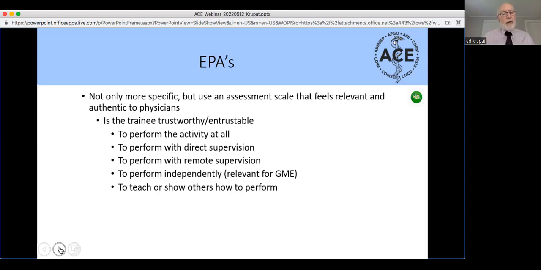Or could I figure that this person is capable of performing the activity with direct supervision? I'll stand over him or her and correct and inform and direct, but I only trust that person to do it with my supervision immediately there. Or can I trust the person to do it with remote supervision? I'll be nearby, somewhere where you can catch me if there's a problem, or where I can occasionally drop in and observe, but remote supervision.